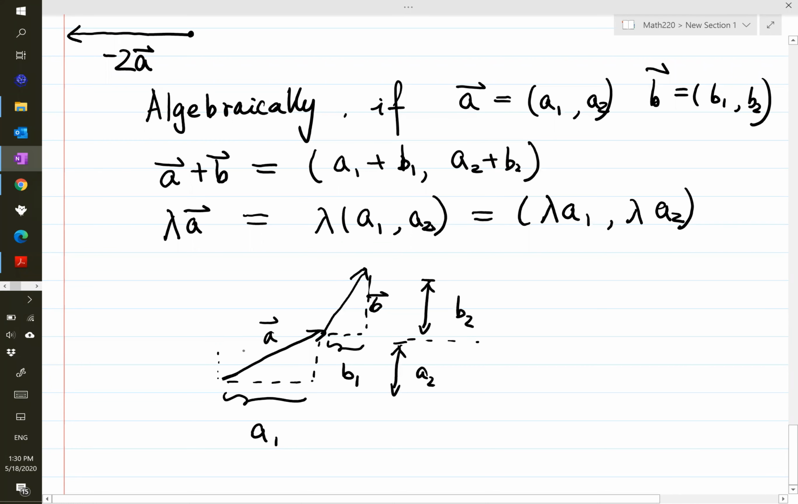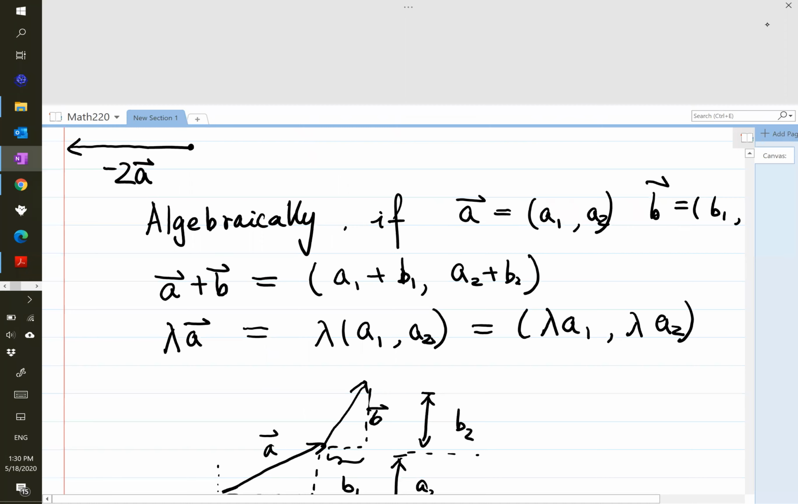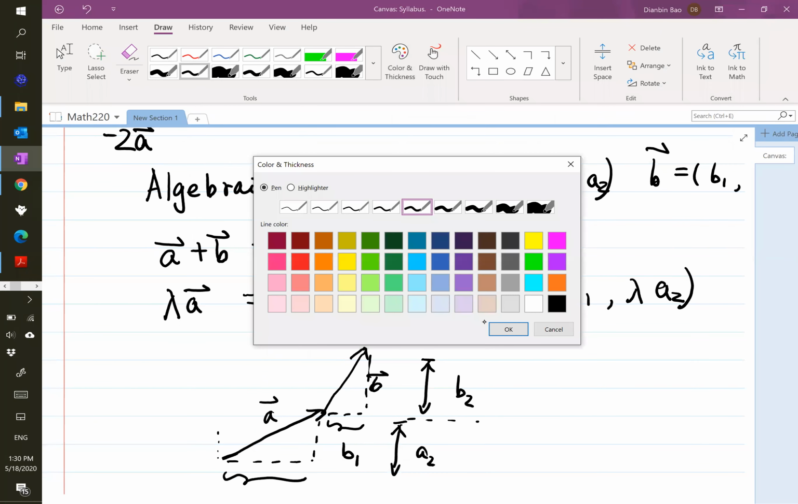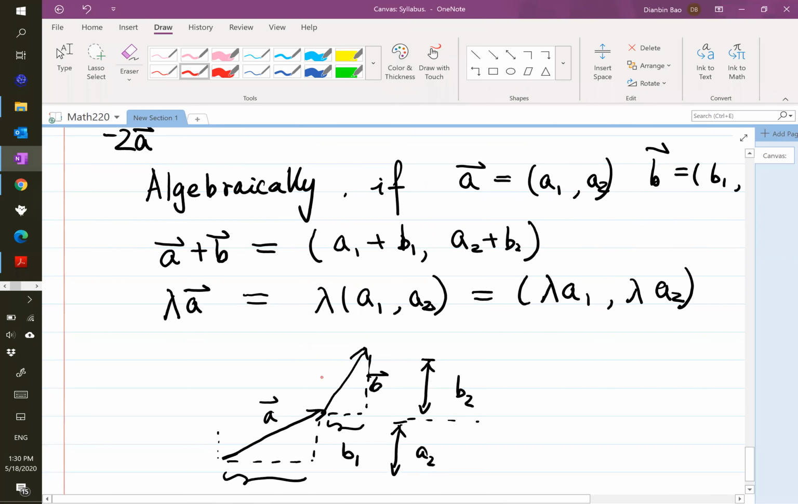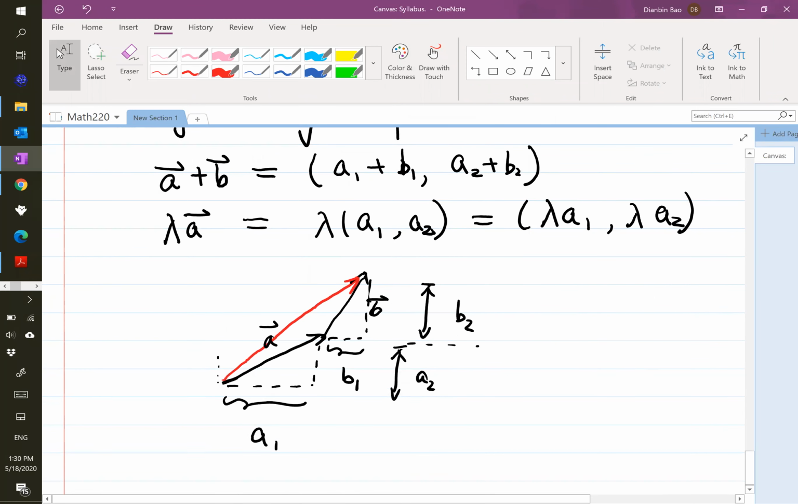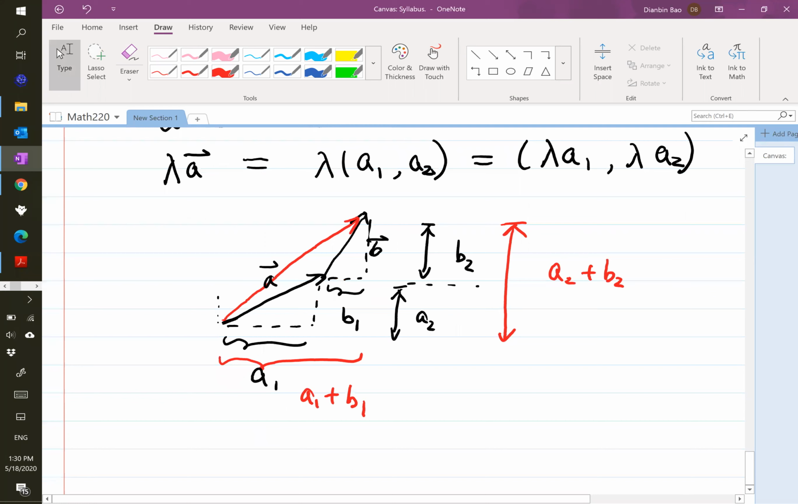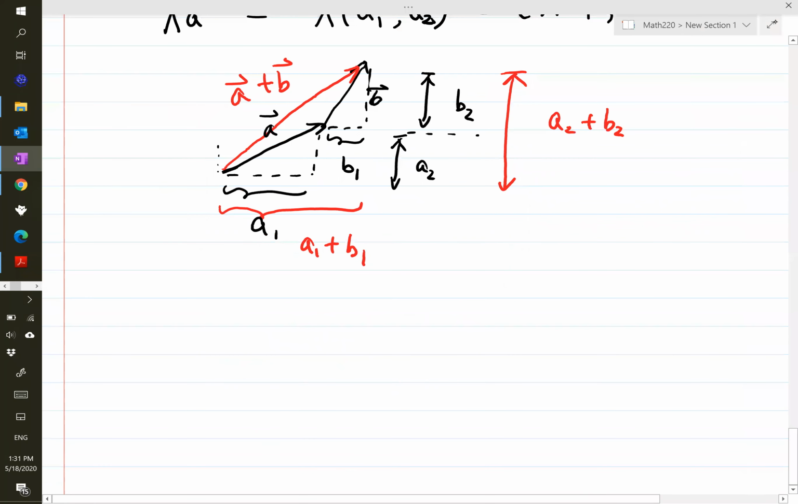So if we add the vectors A and B, then we get, you see, the horizontal component of the vector A plus B will be A1 plus B1. And then the vertical part will be A2 plus B2. Okay, so this is A plus B. So this explains how we add vectors using coordinates.